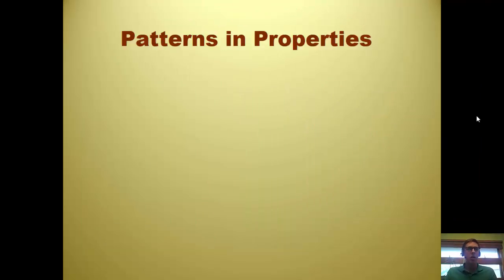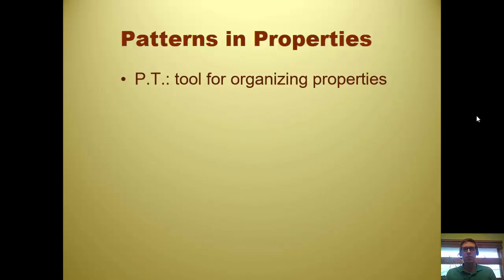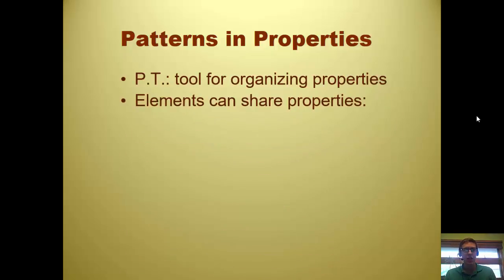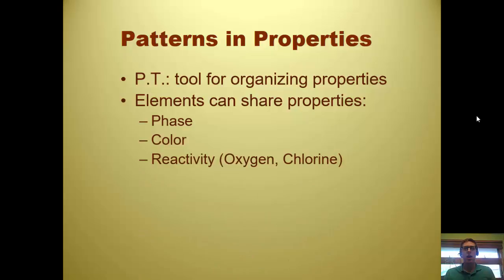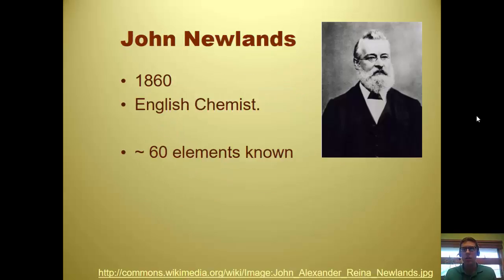The periodic table is used to show patterns in properties, sometimes called PT. Elements can share properties. They're not exactly the same, but elements can be the same phase. Elements can show the same color. They can have the same reactivity with oxygen and chlorine, other elements, whether or not they form salt, the number of valence electrons, and many other things are all shown on the periodic table. But how did we get there?